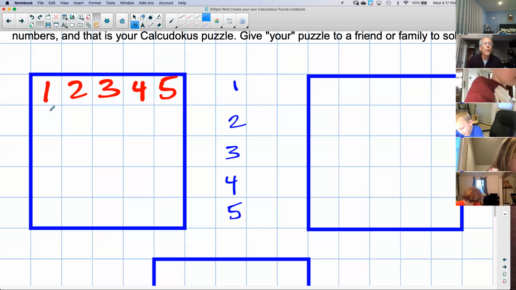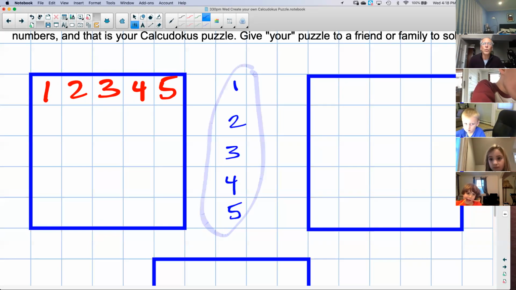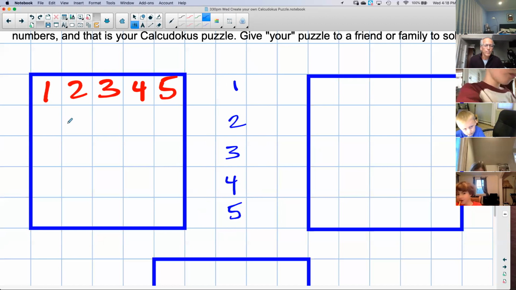Okay, now, Roman, why don't you choose numbers for the second row? But remember, the columns can't have repeats. You can only do 1 through 5. You know that. So come on, what are you going to put here? A 5. Good. How about here?